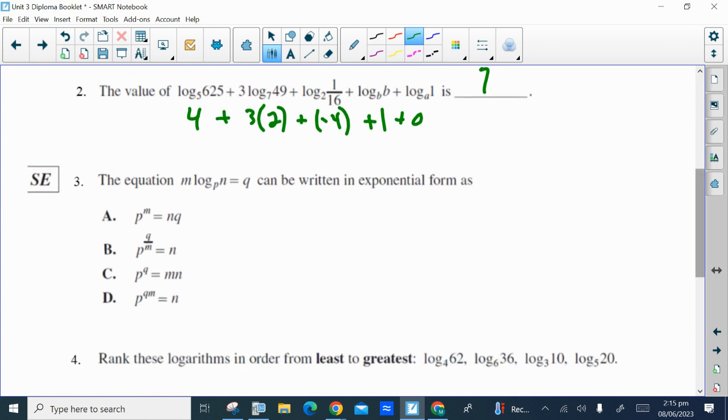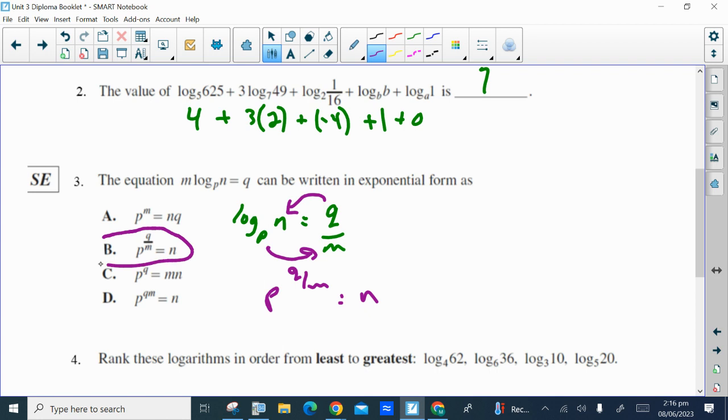Number 3 is a standard of excellence question. You are going to have to convert from logarithm to exponential, but first you have to get the log part by itself by dividing both sides by m. And then you can start with the base and cycle through. It'll be p to the power q over m equals n. So that's why B was the correct answer.